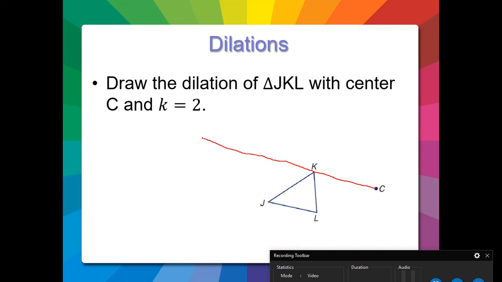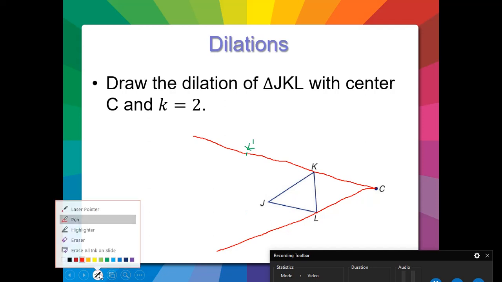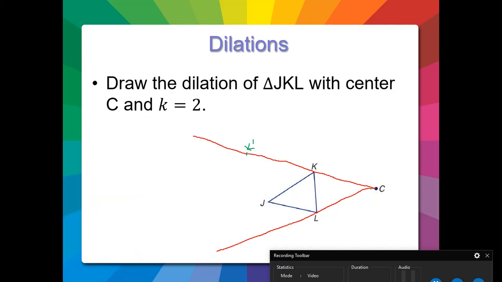Yours will be really nice because it'll be straight. We're going to mark where we believe K prime is. This distance here, I'm just going to visually approximate it. With your ruler, you can measure it if you like, but let's just say that K prime is right here. Now we're going to do that with all 3 points. I'm going to draw a line from C through L, and we're going to continue to draw that. We're going to approximate where L prime is. Visually looking at that distance, I'll go about the same. So maybe here.